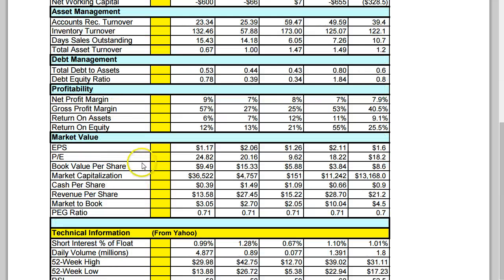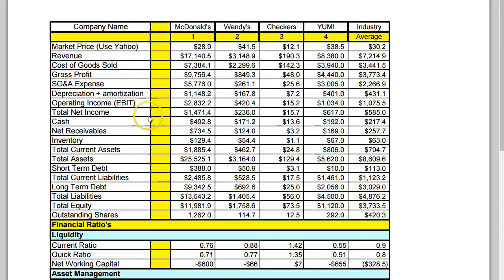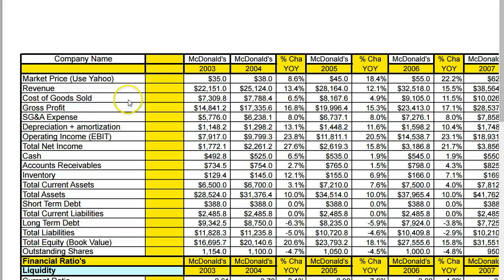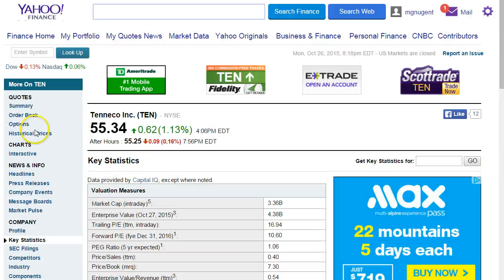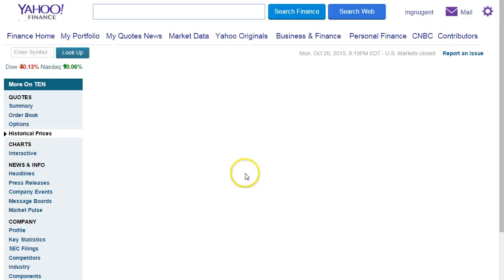And one person did ask me a good question about the year-over-year analysis, the trend analysis. So here they're asking for the market price, but they're in different years. So how do you get the stock price from long ago, 5 years ago? Well, again, you go to Yahoo and you can click on historical prices.